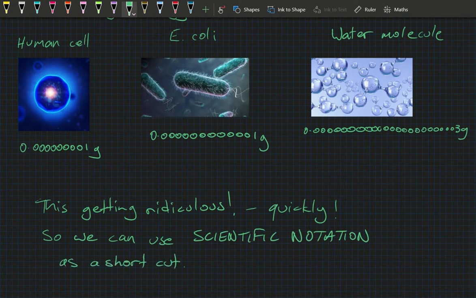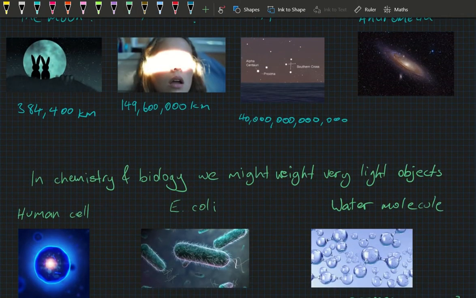So starting with the very big, I could rewrite the moon as 3.8 times 10 to the 5. And the distance to the sun is 1.5 times 10 to the 8. And the distance to Alpha Centauri is 4 times 10 to the 13. So the reason why the moon is 10 to the 5 is we can see that 1, 2, 3, 4, 5. This 3 signifies 100,000 or 300,000. So that is 10 to the 5. Similarly, the 14th digit is 10 to the 13.